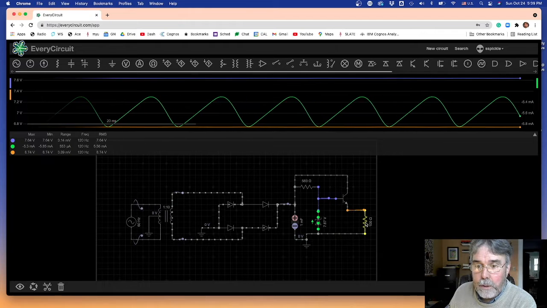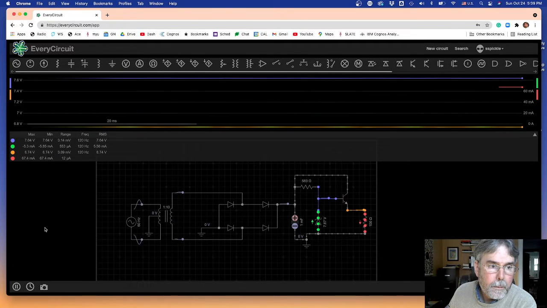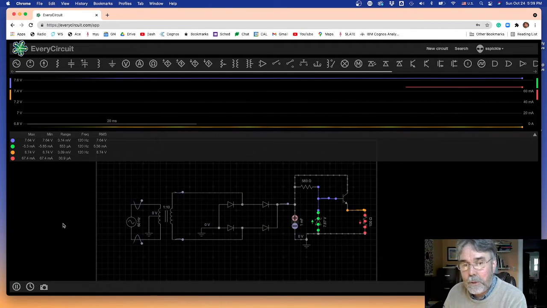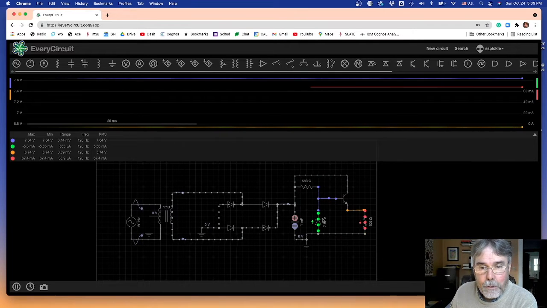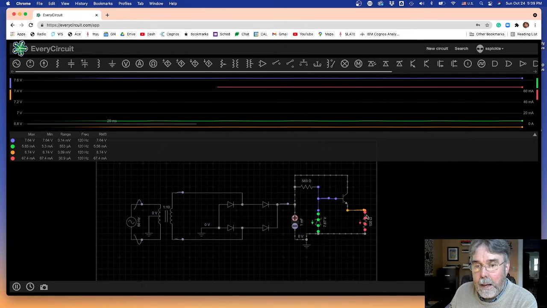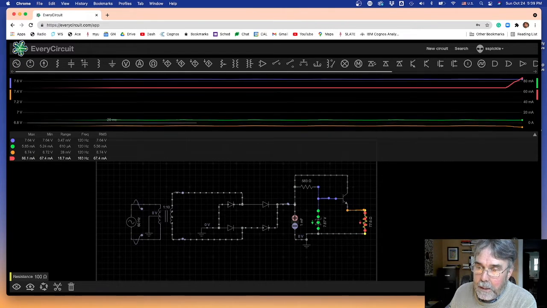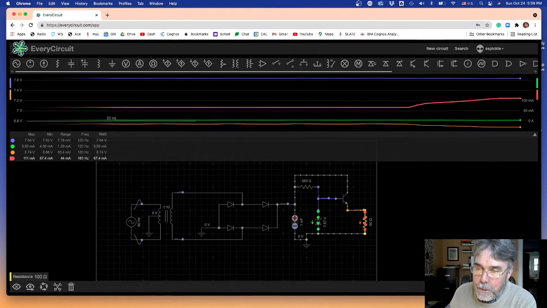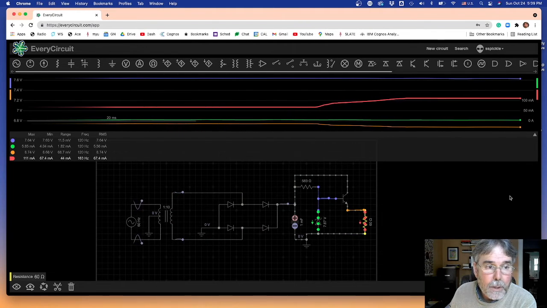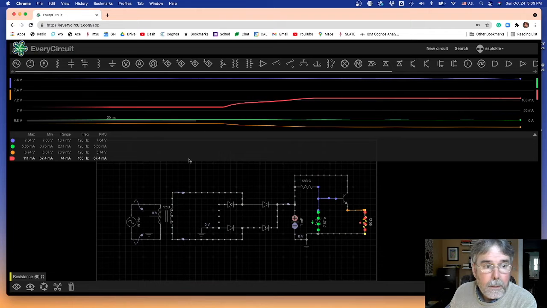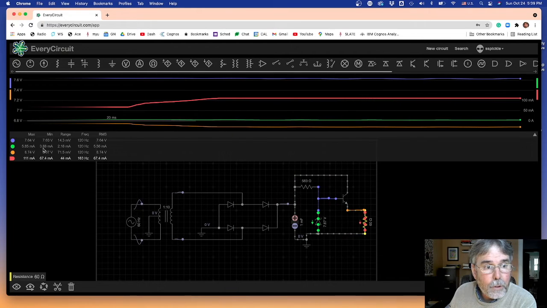And how much load current am I getting? I'm at 67 milliamps. So you can see that the Zener current is stable, the output voltage is relatively stable, and I'm drawing 60 milliamps. I could go ahead and reduce this resistance, get me down to 60 ohms, and now I should be close to 100 milliamps. And still, my Zener current is varying a little bit, but it's not too bad.